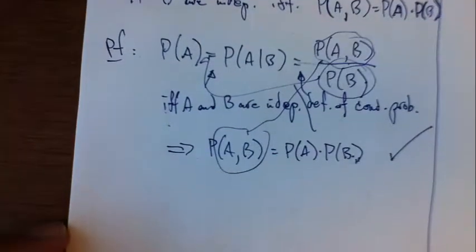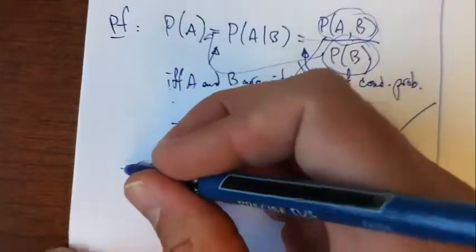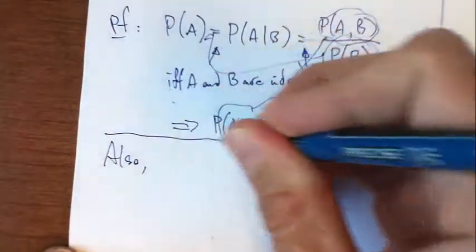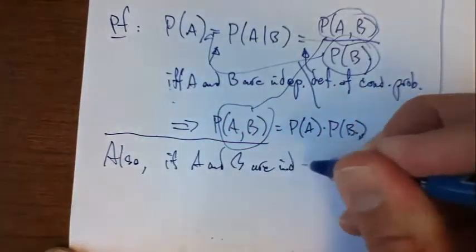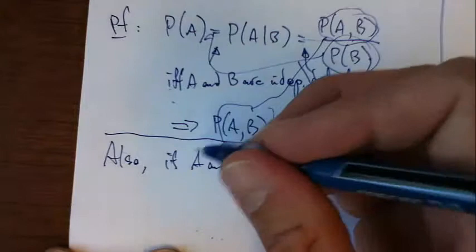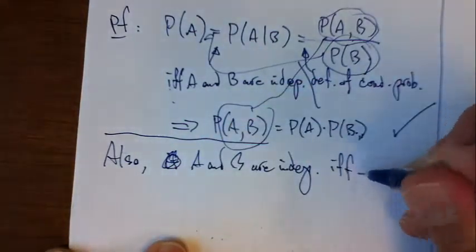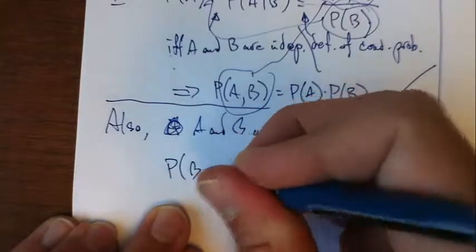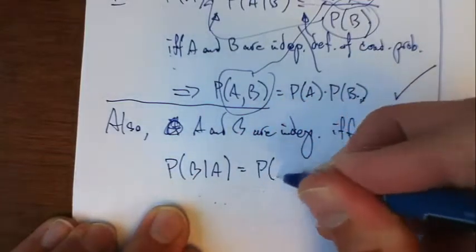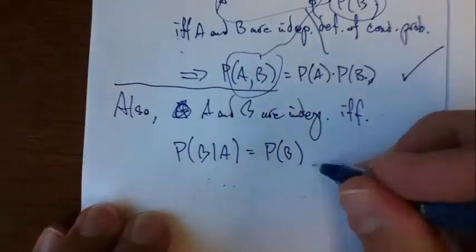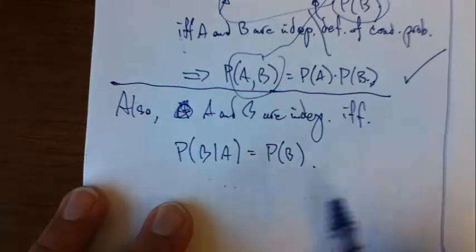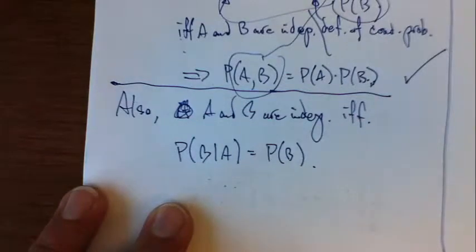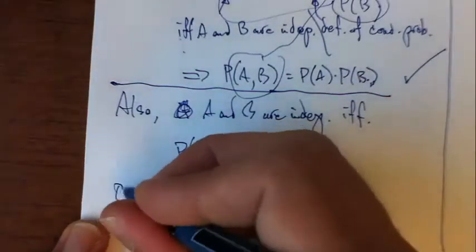It's really useful. We have another way to test for independence. A and B are independent if and only if the chance of B given A is the chance of B. And that seems to make some kind of intuitive sense, I think. Certainly if A is independent of B, then B should be independent of A. So we can prove this real quick. Here's the proof of that.